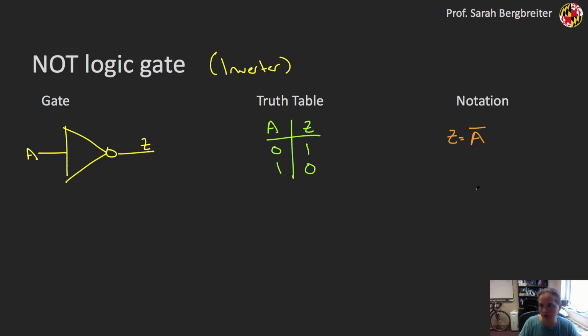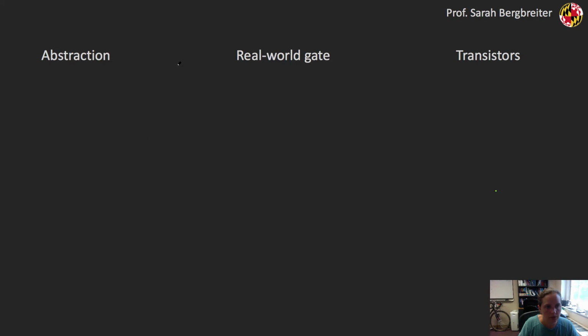So inversion is often written as a bar over the letter. It can also be written as a prime after it. So this is saying Z is not A, or Z is not A. Same thing.